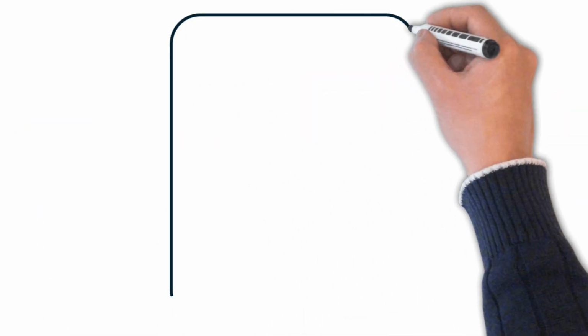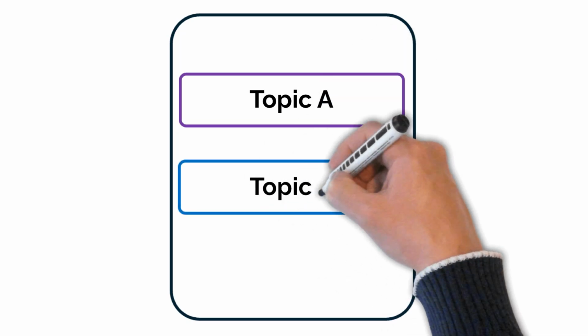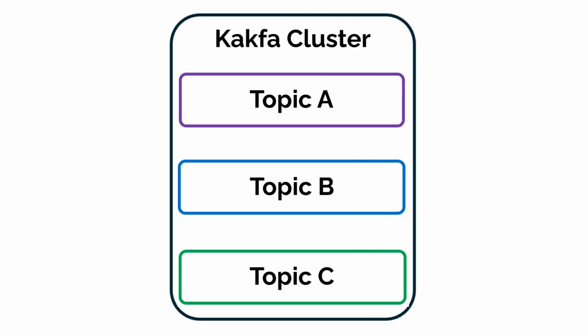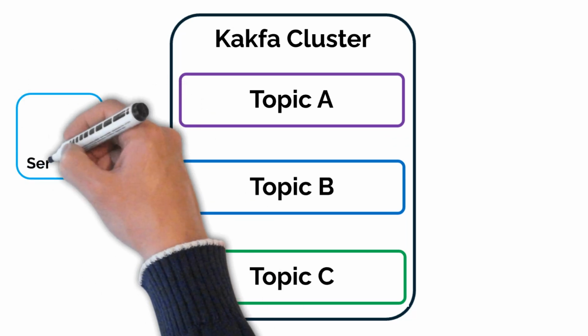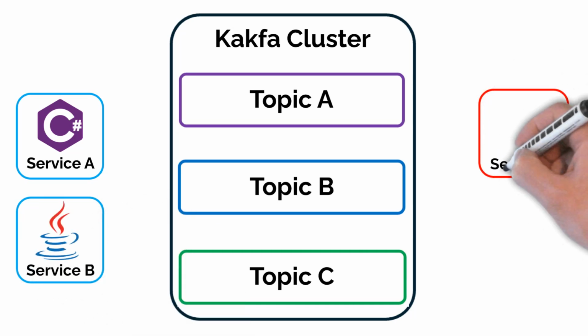Before you can publish messages onto Kafka, you first need to create a Kafka topic. For example, we can have different topics like topic A, topic B, and topic C in what we call a Kafka cluster. A topic in Kafka is like a category or channel where messages are stored and organized. Think of it as a mailbox where multiple producers can drop off messages and multiple consumers can pick them up.